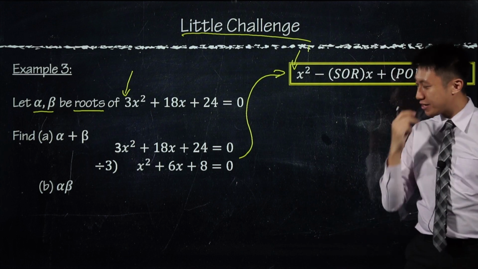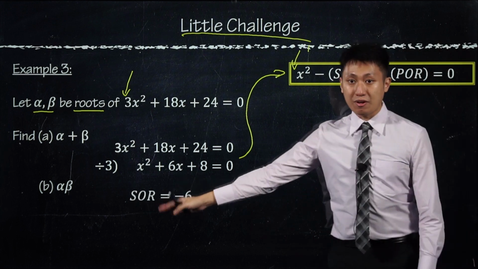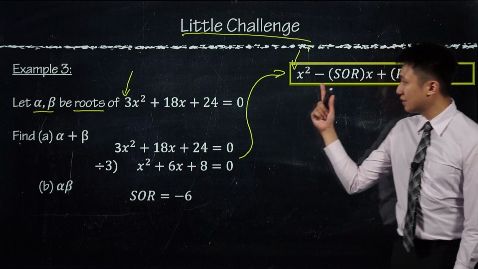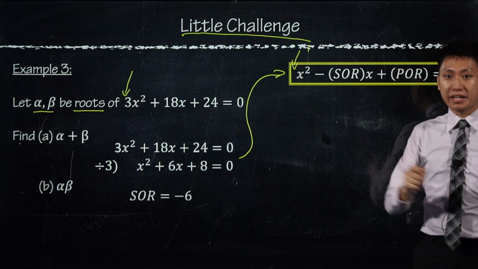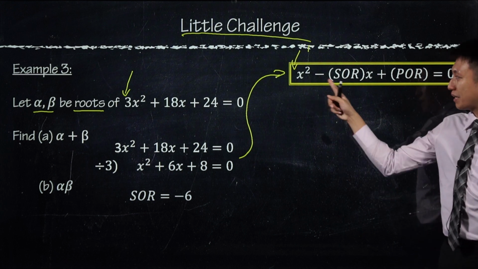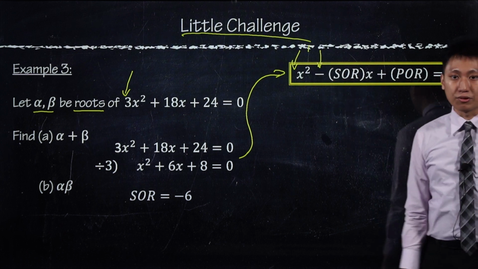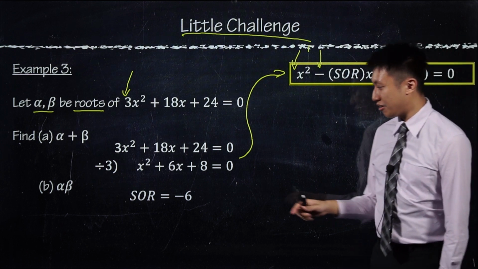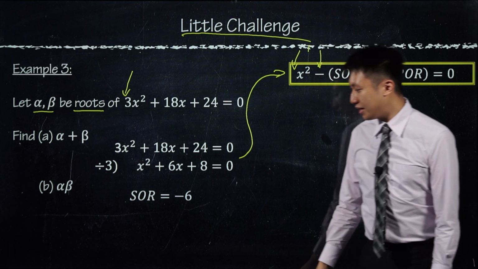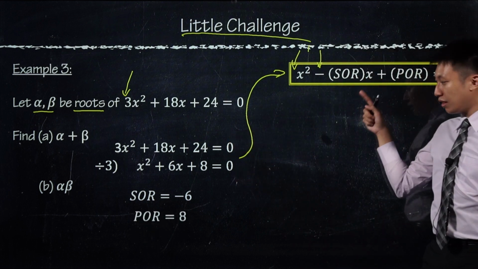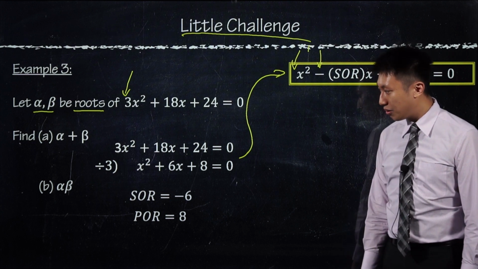Compare coefficient. Okay, sum of roots is -6. Why not 6? Because it is minus sum of roots. Be careful about this one. Don't write x squared plus sum of roots plus product of roots. It's minus. Be careful. Okay, that's one thing that you need to remember. Product of roots will be 8, not -8. Okay, it's just plus product of roots. Okay, simple.